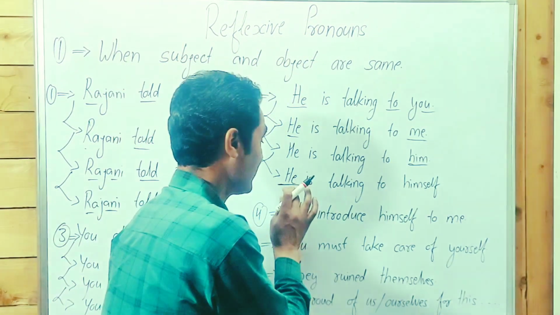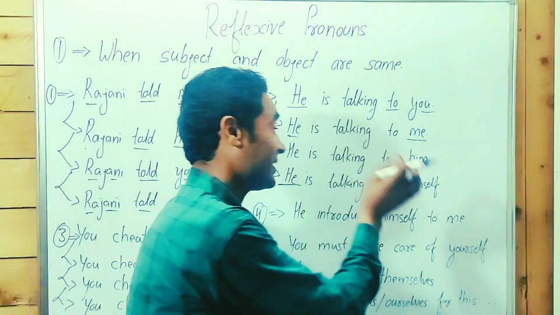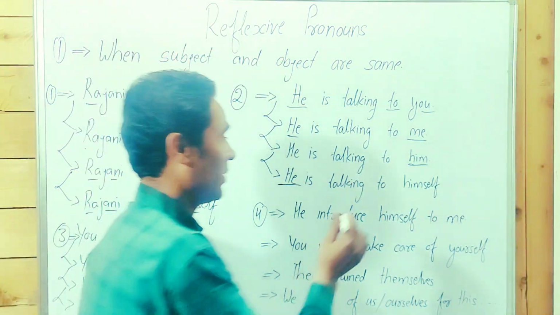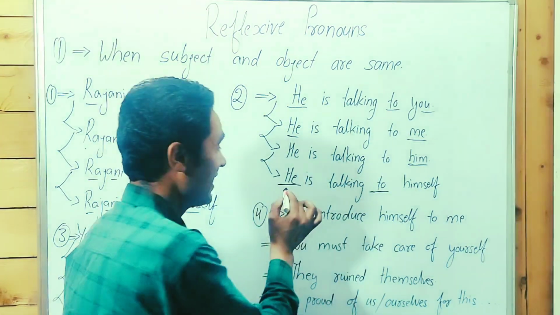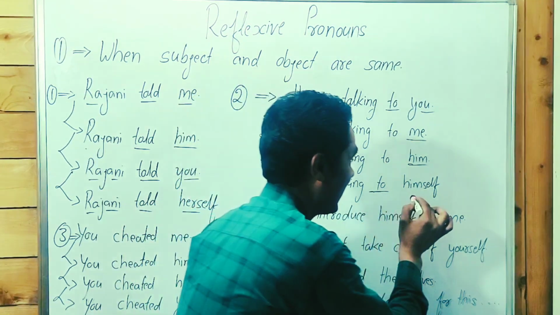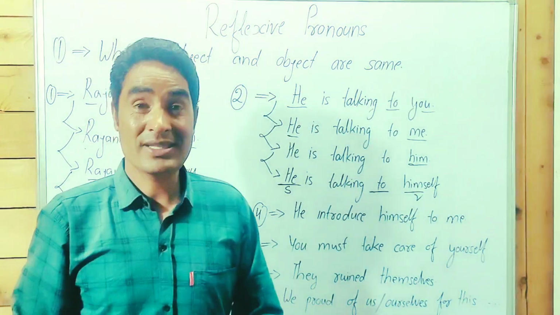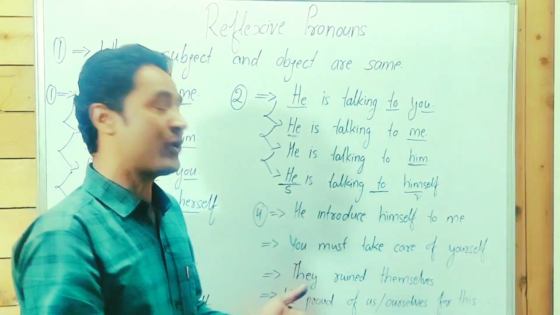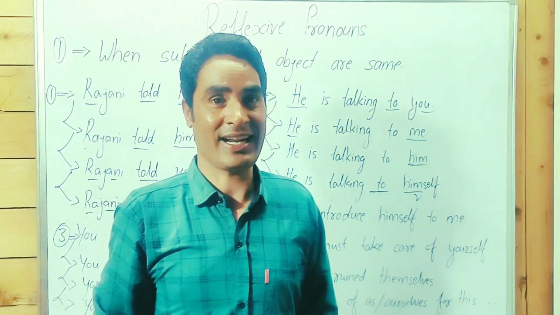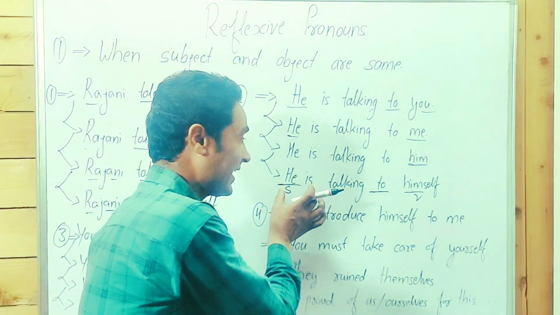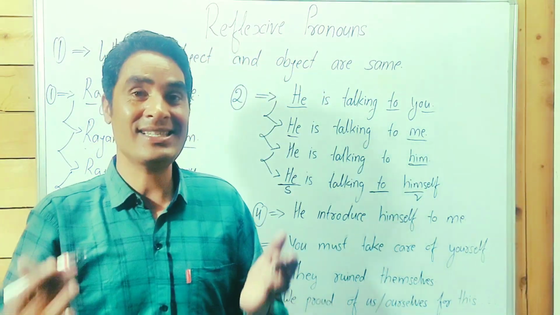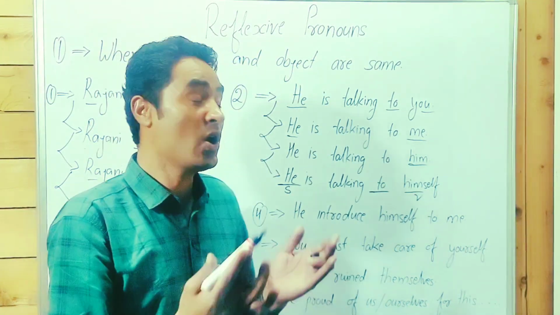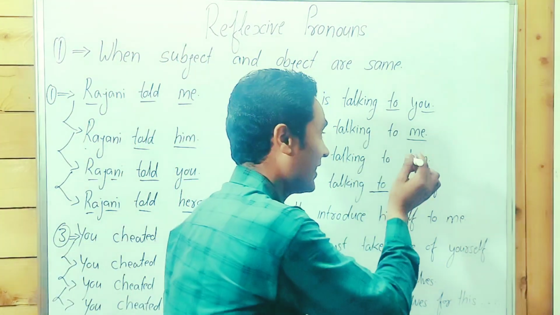Here there is only one subject, the same subject and the same object of the preposition, object of the sentence. He is the subject of the sentence and himself is the object of the preposition, and you can say object of the sentence. When the subject and object of the sentence are the same, in this case we use a reflexive pronoun. Here guys, point to be noted.